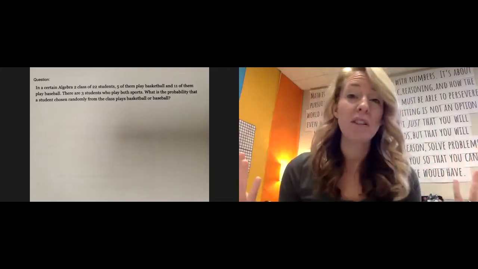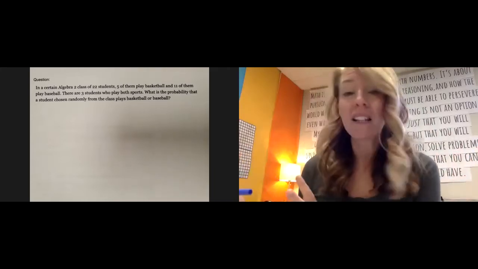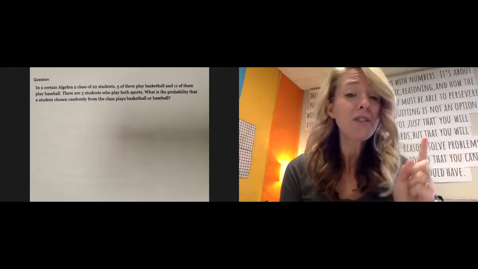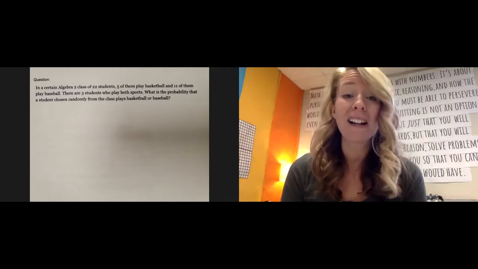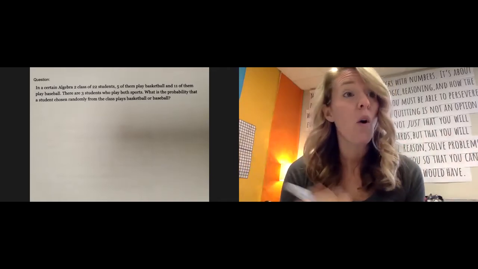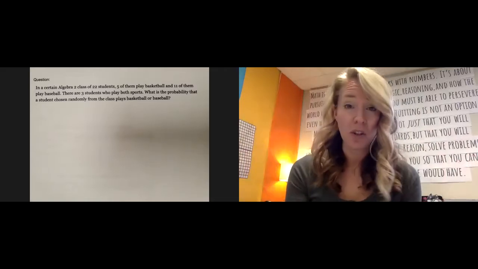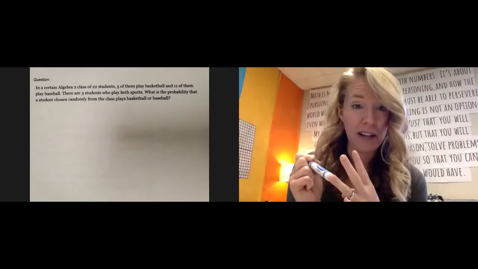In real life, that happens all the time. Kids in your class might play multiple sports. Some kids don't play any sports, so we're going to talk about that in just a second as well. This question says, what's the probability that a student chosen randomly from the class plays basketball or baseball? So that means you get the kids who play basketball, the kids who play baseball, and the kids who are doing both of those things.